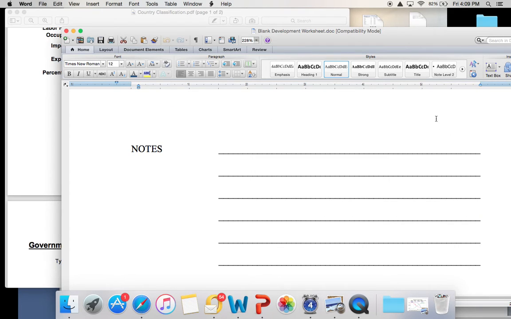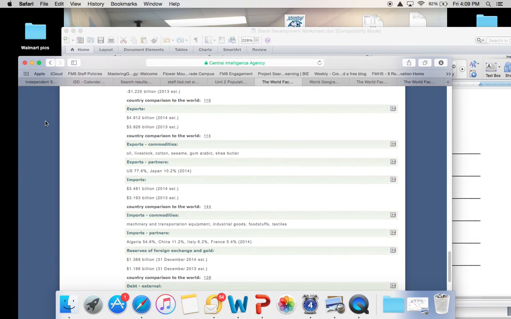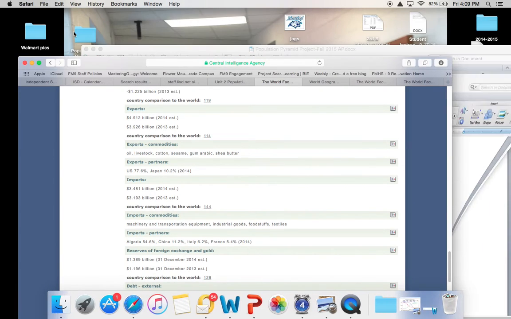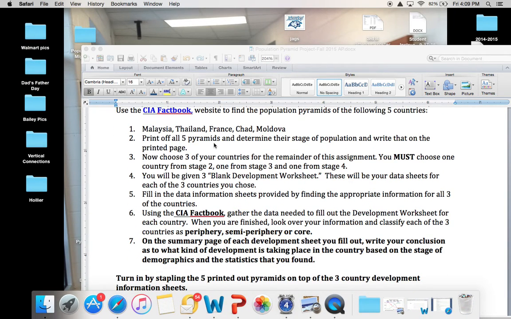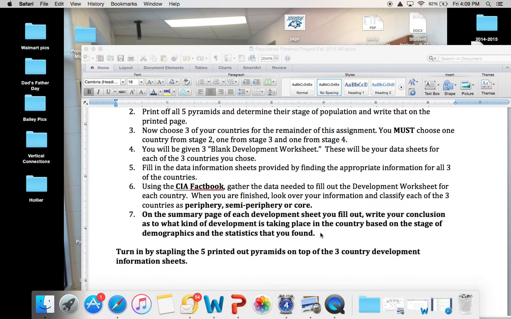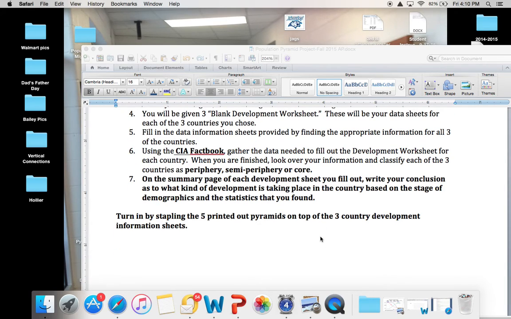Okay, and I think that's it. That is all due. If you go back and you look at this, it tells you exactly step by step what you should be doing. Using this, gather the data needed to fill out the development worksheet for each country. When you are finished, look over your information and classify each of the 3 countries as periphery, semi-periphery, or core. Okay, so you have to classify them. And then on the summary page of each development sheet, you write your conclusions as to what kind of development is taking place. Okay, all of that of which I just said.